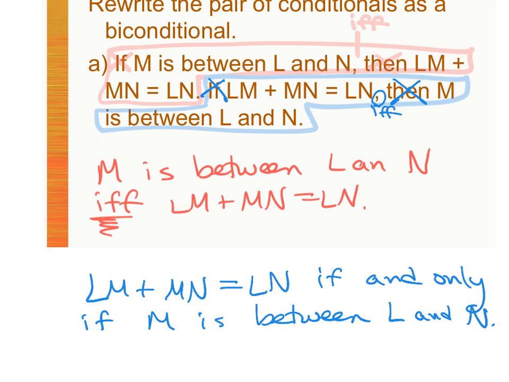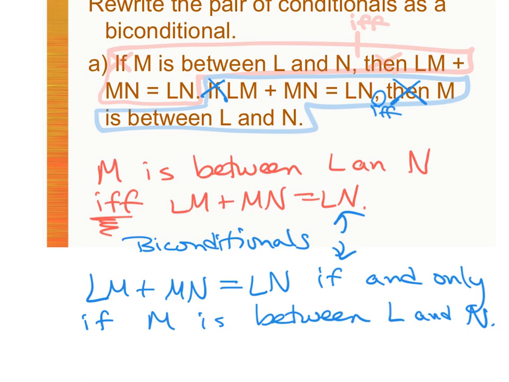And again, remember, both the conditional and its converse have to be true in order to write it as a biconditional. So both of these are biconditionals. This one was based off the original red. This was based off the converse. And again, either one would be a correct answer.